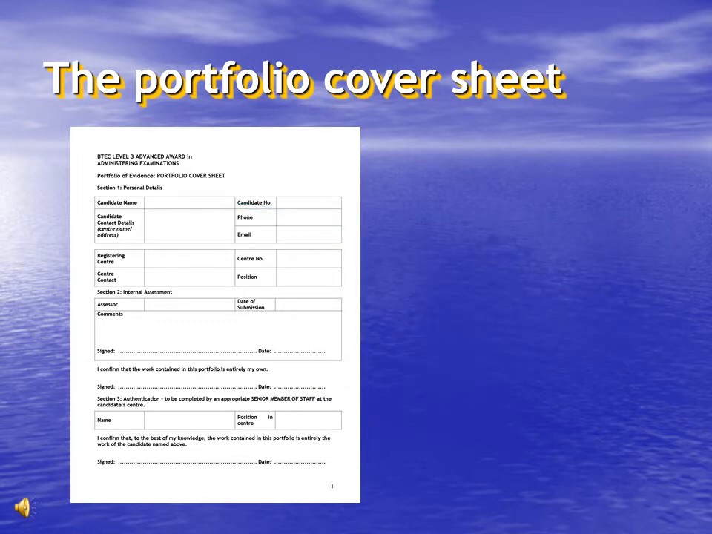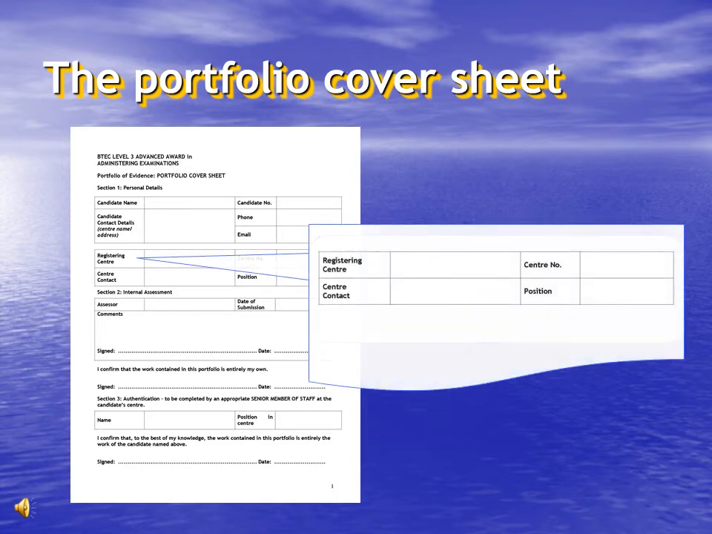The second piece of information on this form is to do with your registering centre. Cambridge International is running the course, but you actually register and get certificated through KC Education and Training, an approved centre accredited to offer the BTEC qualifications. KC Education and Training's centre number is 18785. You will also need to put the centre contact person and the position they hold in KC Education Centre.